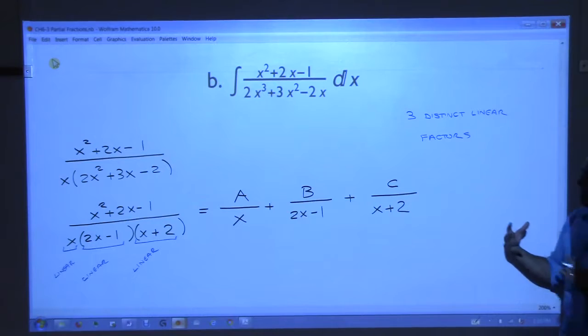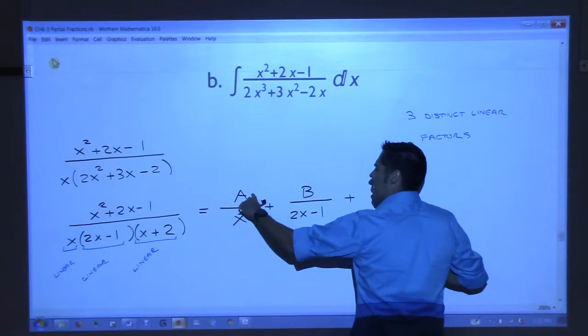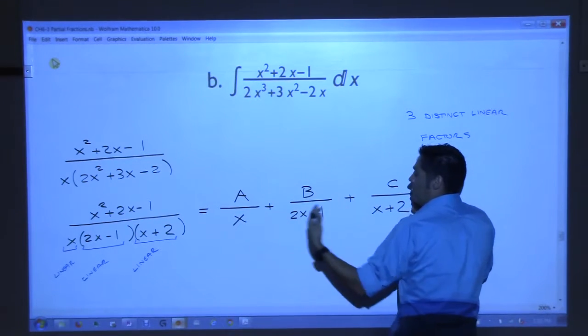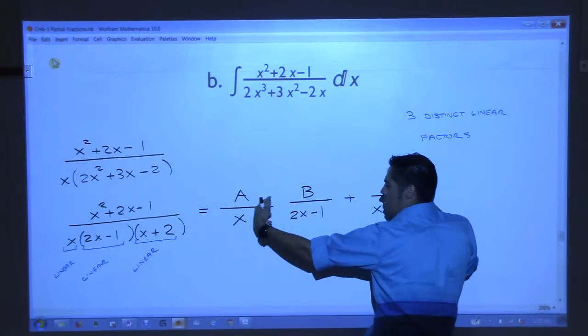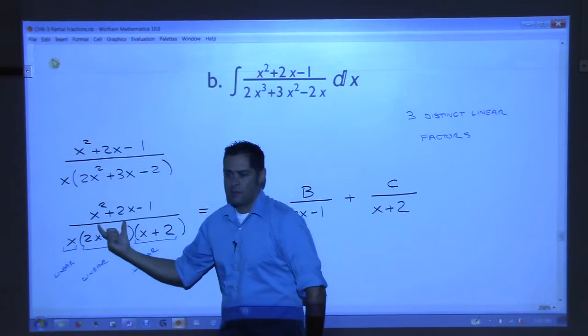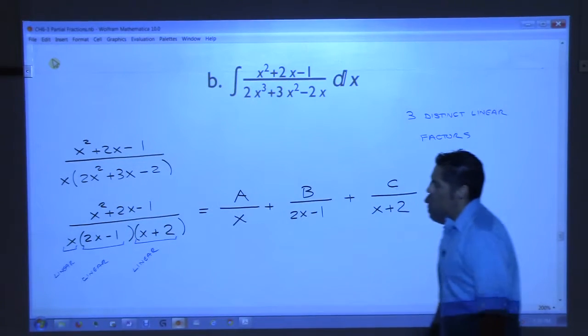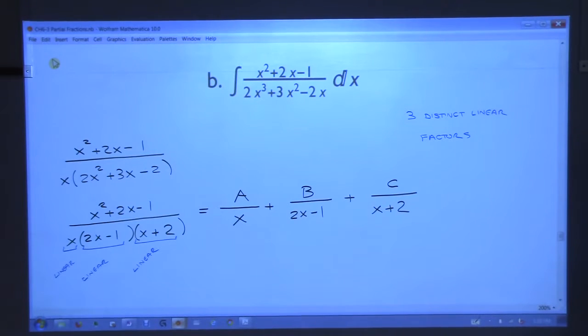And the idea is that there are numbers that I can put here, here, and here that I don't know, that when you combine these together with a common denominator, you would get this. All right? So now we need to find A, B, and C. That's what we need to do now. What's A, what's B, what's C?